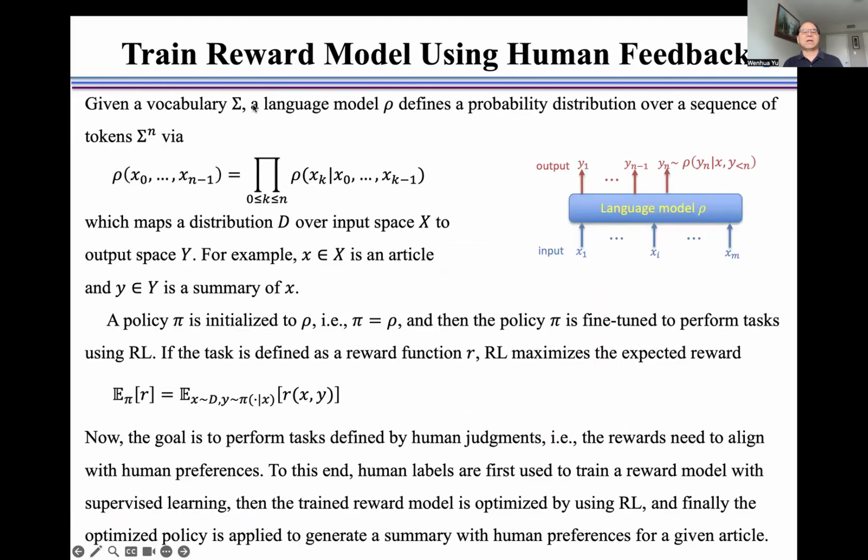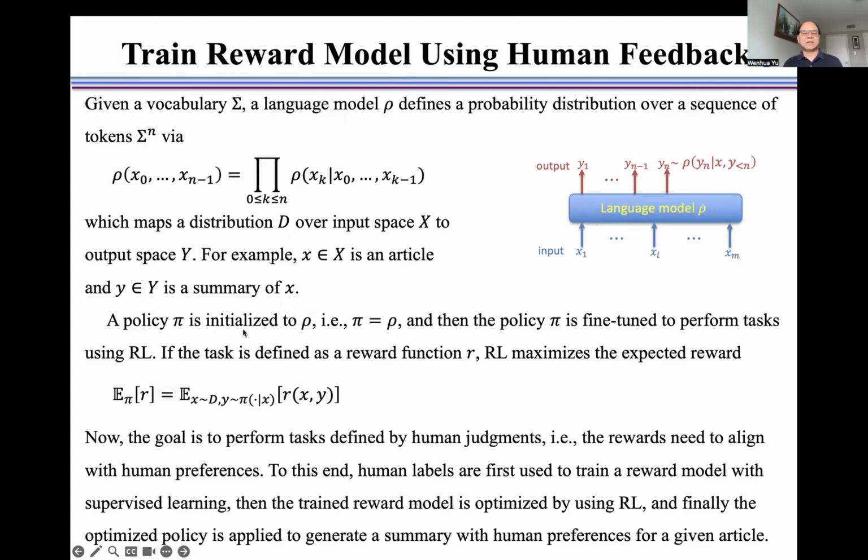Given a vocabulary, a language model defines a probability distribution over sequences of tokens via this formulation and shown in this figure, which maps a distribution D over input space X to output space Y. For example, X is an article and Y is a summary of X.